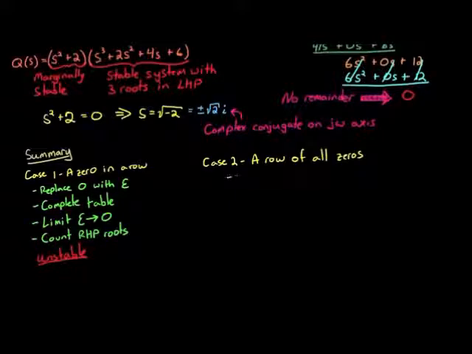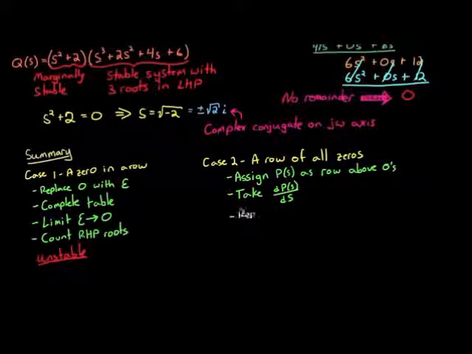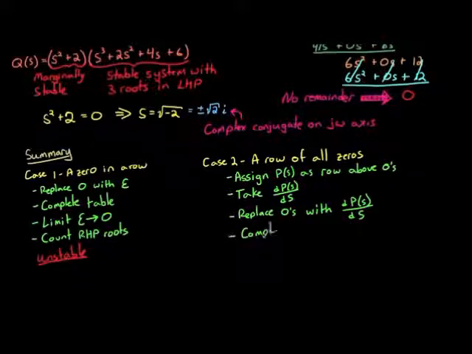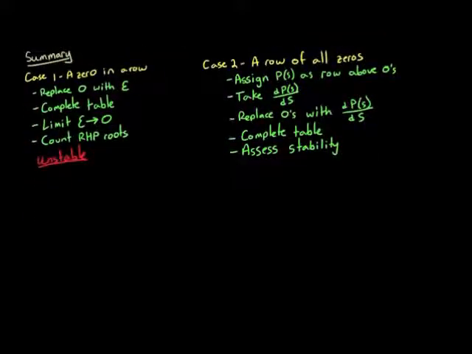In the second case, where we had a row of all zeros, we assigned the row above it as the auxiliary polynomial p. Then we took the derivative of p with respect to s, and we replaced the all zero row with that derivative. Then we just completed the table as usual, and then just assessed the stability of the system, either unstable or marginally stable.